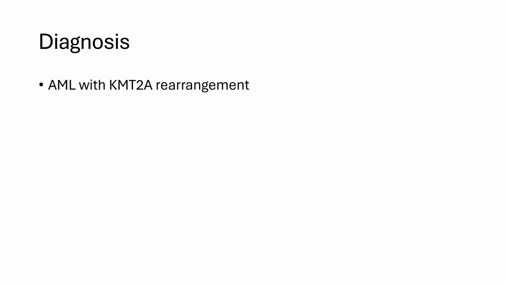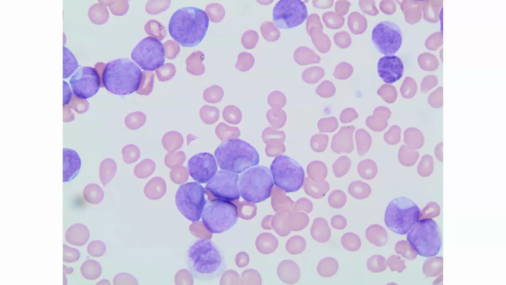These first two examples have characteristic defining genetic alterations. And so the acute myeloid leukemias will be subclassified by those defining genetic mutations or rearrangements.